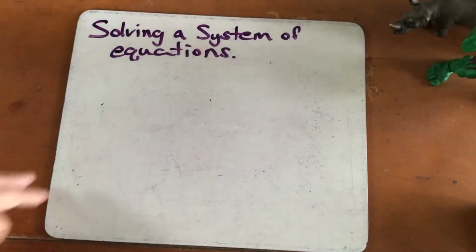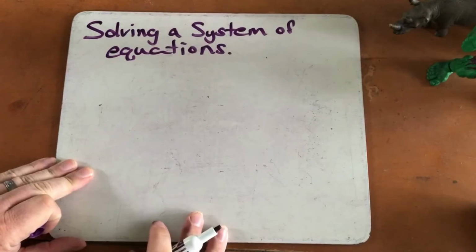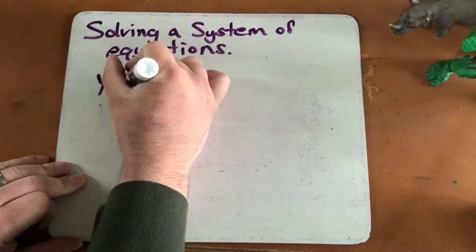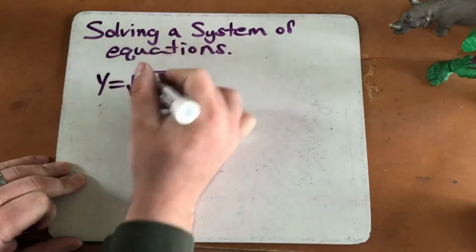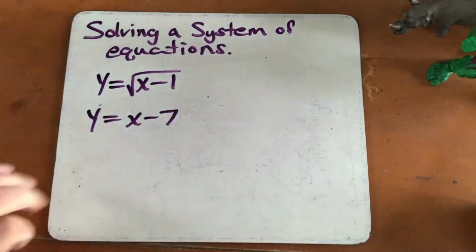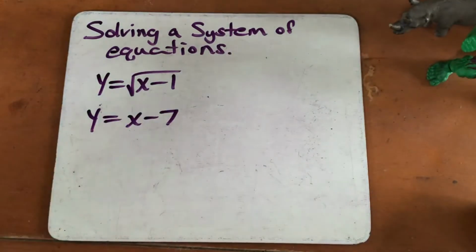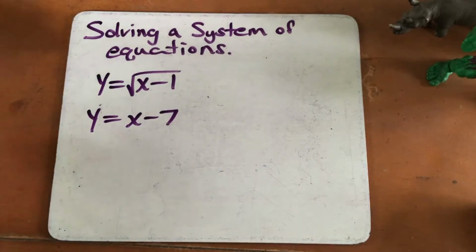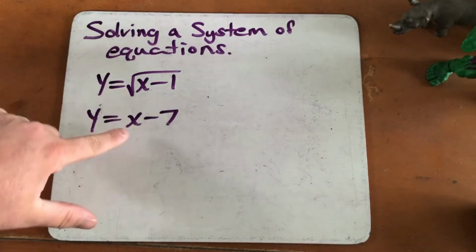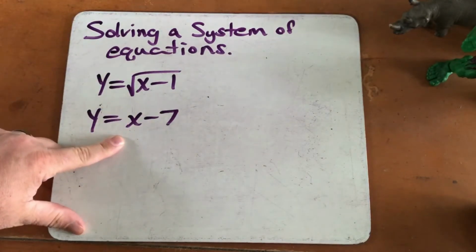For the last example of solving systems of equations, we're going to look at one that is y equals the square root of x minus 1 and y equals x minus 7. Now, whenever I'm doing a system of equations, I don't want to do a system of equations dealing with a radical, and that, in this case, is going to generate a quadratic.